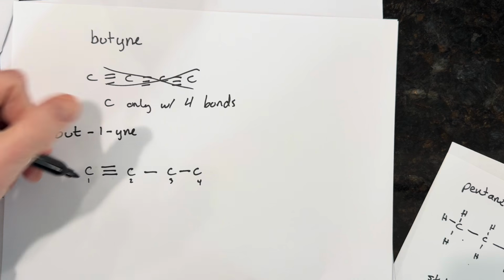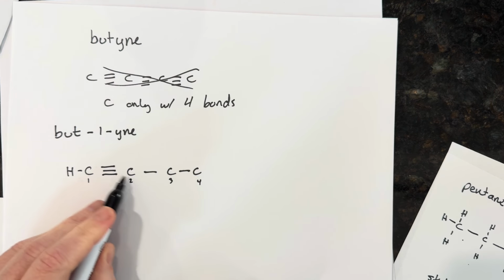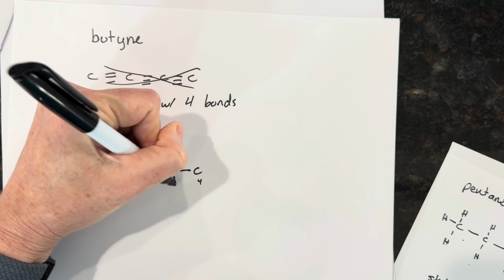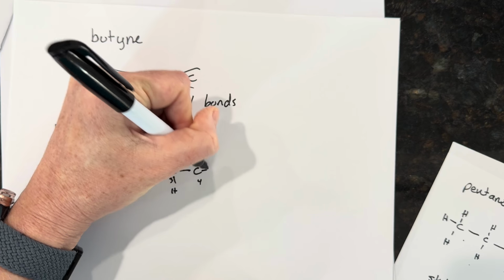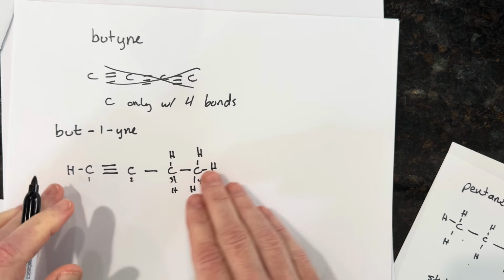And from there, we can add the respective hydrogens. This carbon has 3 bonds, it only needs 1. This carbon already has all 4 bonds, it needs no hydrogens. This one needs 2, and this one needs 3. Okay. And this would be but-1-yne.